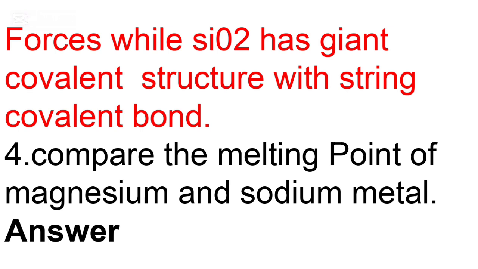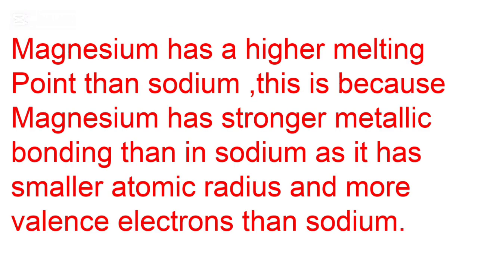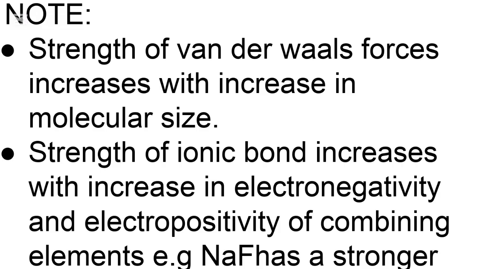Question number 4. Compare the melting point of magnesium and sodium metal. The answer should be magnesium has a higher melting point than sodium. This is because magnesium has stronger metallic bonding than in sodium, as it has a smaller atomic radius and more delocalized electrons than sodium. Now let's note the following.